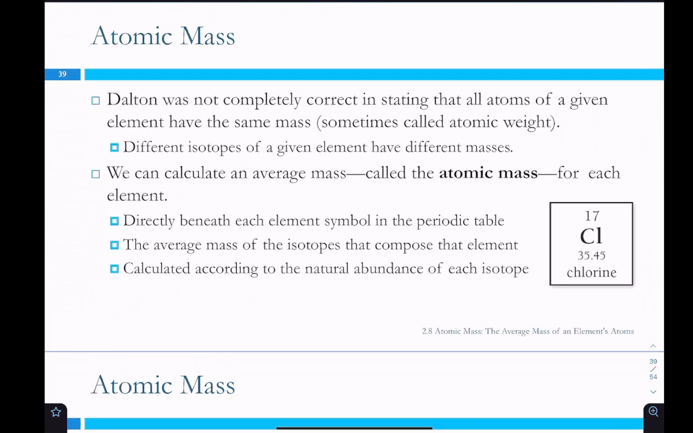So Dalton was not completely correct in stating that all atoms of a given element have the same mass. We just talked about isotopes. But the important thing here is that the masses calculated on the periodic table are the average mass, and that's our atomic mass. So mass number and atomic mass. That's what you find directly beneath all those symbols, and it's the average mass of the isotopes that compose that element.